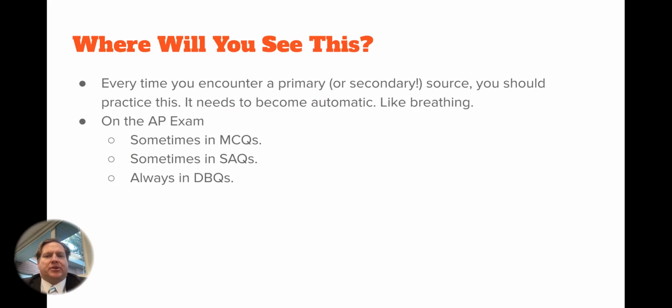So, this is a skill that has to become second nature every time you encounter a source. Even before you start reading the source, you should start to explore its context. In the next slide, I'll explain a bit more fully what I mean by a source's context, but this has to become an automatic skill. On the AP exam, you use this skill a bit on multiple choice and short answer questions, but it's one of the elements of the DBQ that can turn a good essay into a great one. It's there that this skill becomes really valuable.